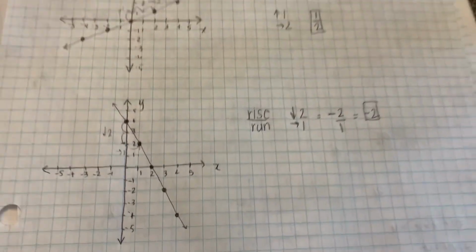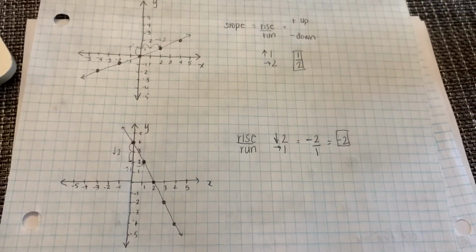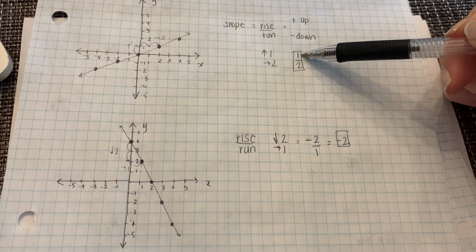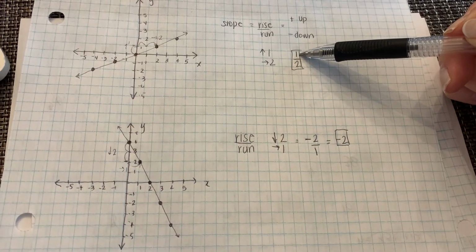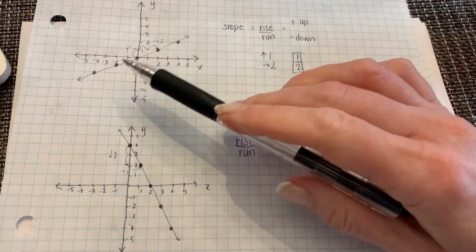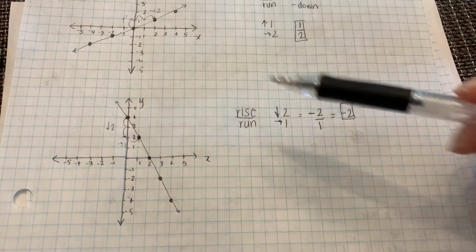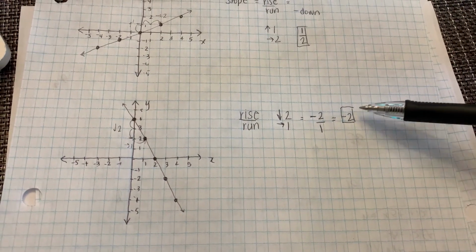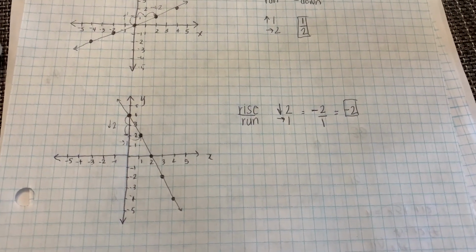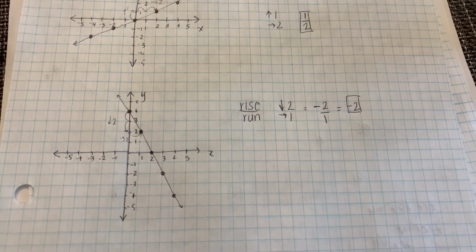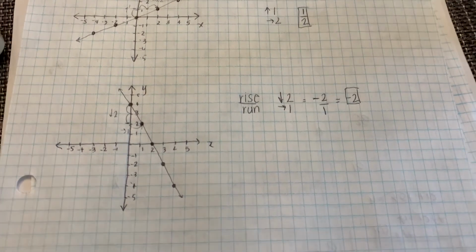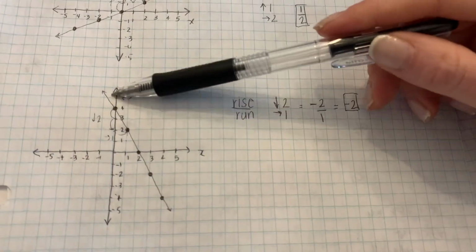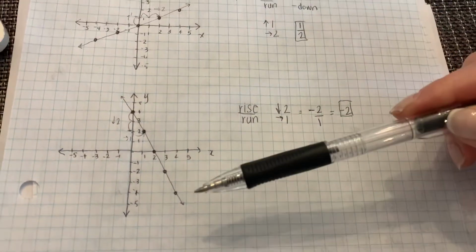Ta-da! So as you can see, just like I said before, 1/2 is a lot smaller than negative 2, right? So 1/2 is going to show the less steep slope. Negative 2 is a larger number, and of course I'm talking of the absolute value of negative 2, I should mention. Negative 2 is actually a smaller number, but the absolute value of negative 2 is much bigger. So that's a steeper line, even though it's negative.